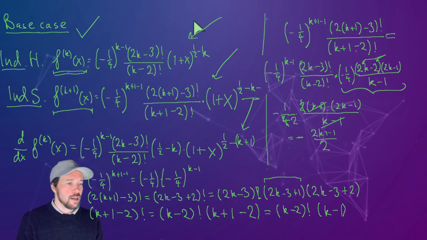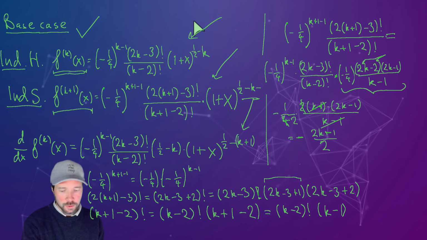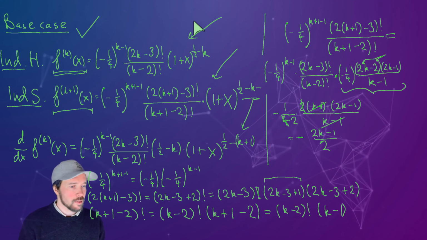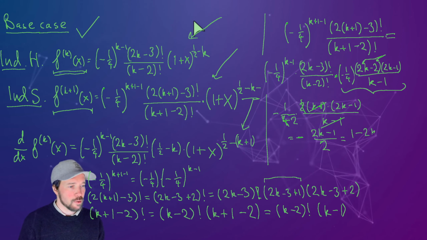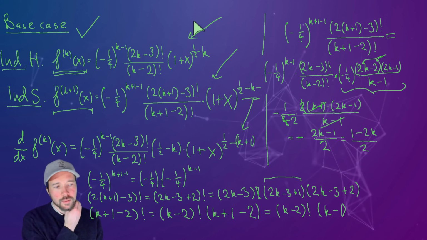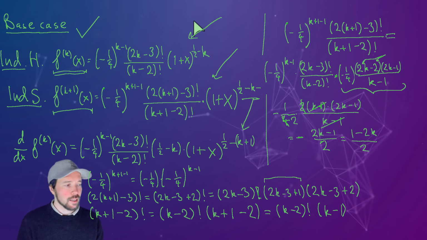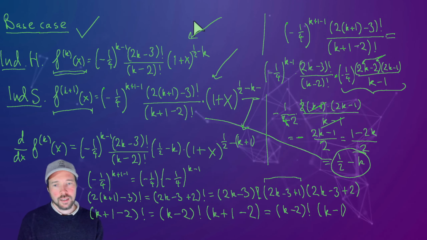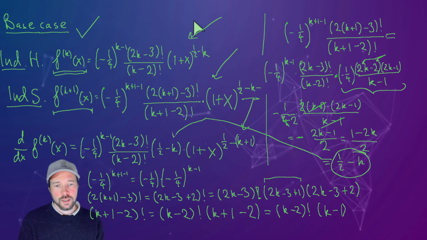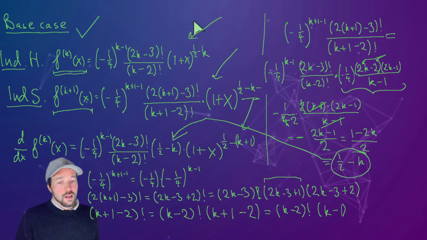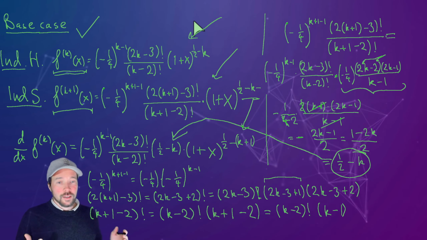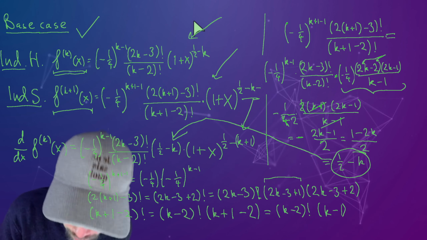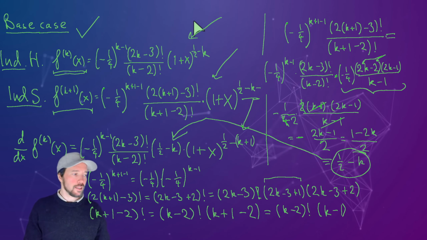So what we can do is that it's just 1 minus 2k divided by 2, and now we already see that this is simply half minus k, which is exactly the term here, which is why we're done. This proves the induction step, and that's it. We're done. Thank you for watching.